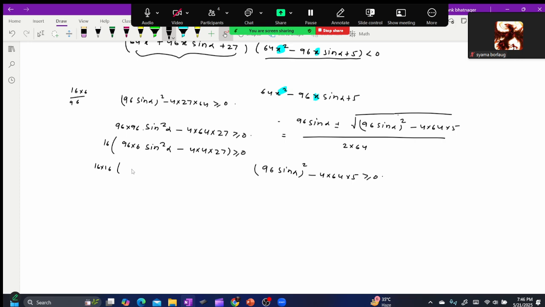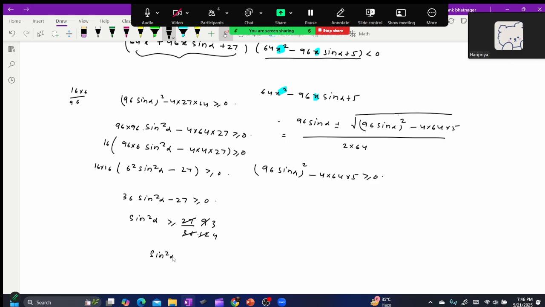16 into 16, it will become 36 square sine square alpha minus 27. So that means 36 sine square alpha minus 27 has to be greater than or equal to 0. That means sine square alpha has to be greater than or equal to 27 by 36. Sir, you'll get plus or minus root 3 by 2 if you simplify that. Correct.